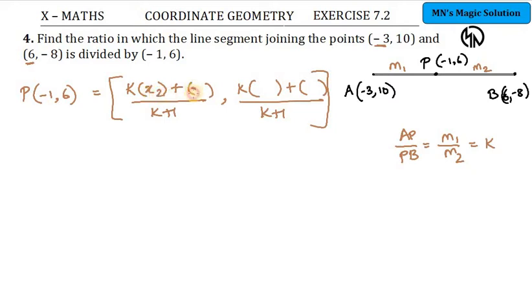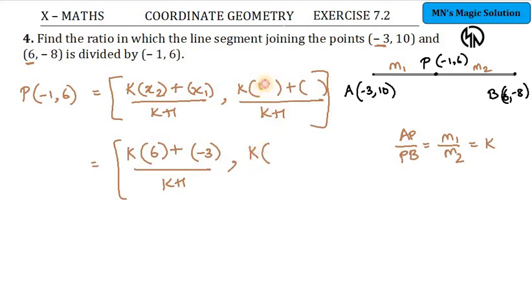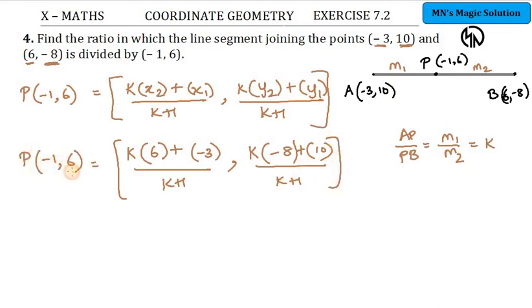So X2, X1. When we substitute, K times X2, which is 6, plus X1, which is -3, divided by K plus 1, comma, for the Y coordinate K times Y2 plus Y1. So Y2 is -8, Y1 is 10. So -8K plus 10 divided by K plus 1. See, this point is exactly P of (-1, 6). So -1 corresponds to this coordinate and 6 corresponds to this one.